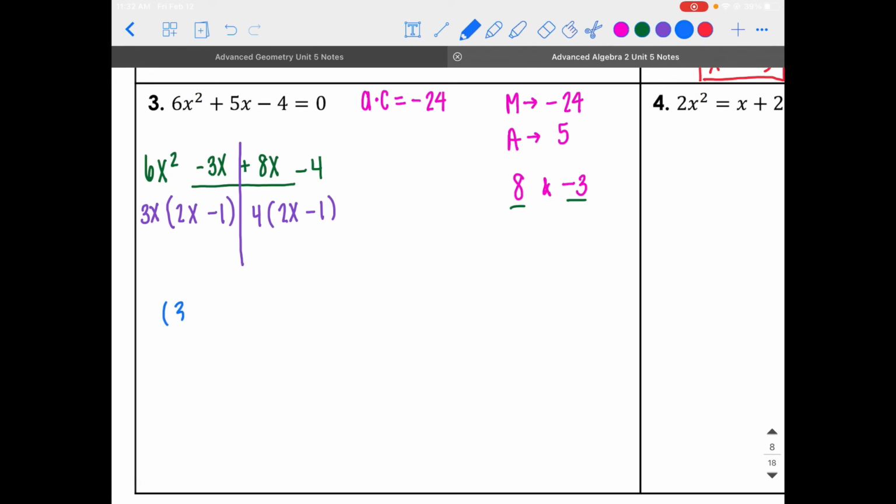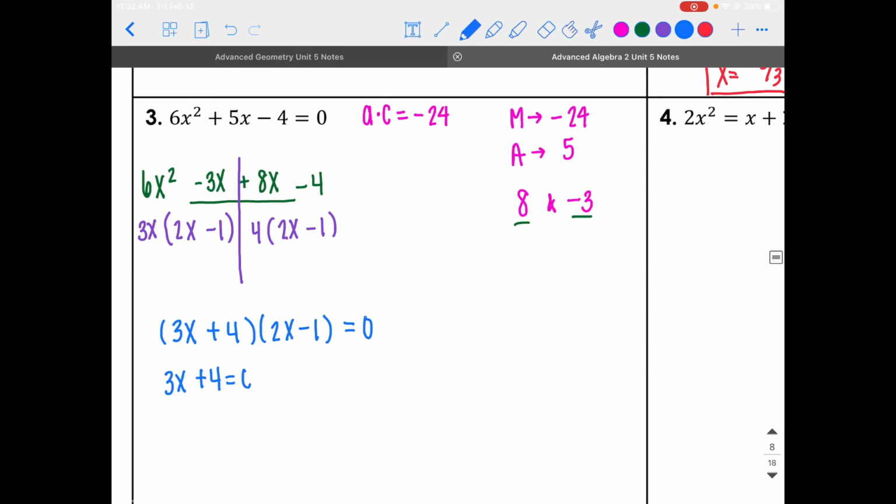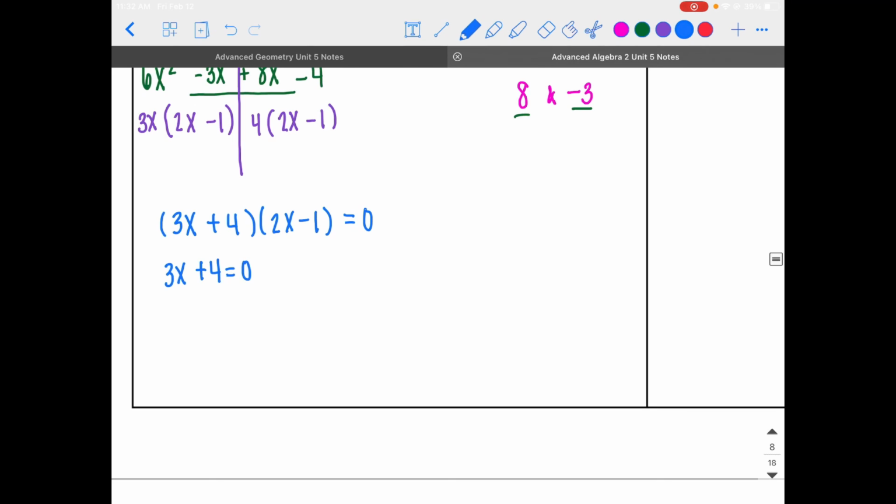So bring those factors down. The outsides, 3x plus 4. The insides, 2x minus 1. And that equals 0. So 3x plus 4 equals 0. And 2x minus 1 equals 0.